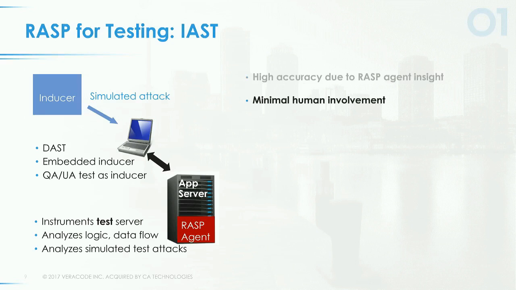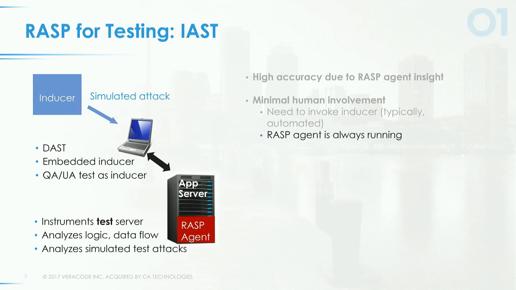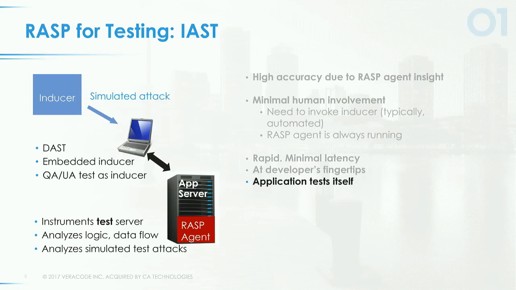The human involvement from a developer or tester is absolutely minimal. There is no need to run an agent, it's always running. You need, of course, to run an inducer, but it can be automated. The agent is always running, which is a good thing. Once you install it, it's going to test the application. There's minimal latency with it, and this technology is always at developers' fingertips. You deploy the application you want tested on the instrumented server, and it will be tested under some inducer or another. Challenges? Well, the very same challenge, immaturity. We believe that it would take around 3 to 5 years for this technology to mature as well.